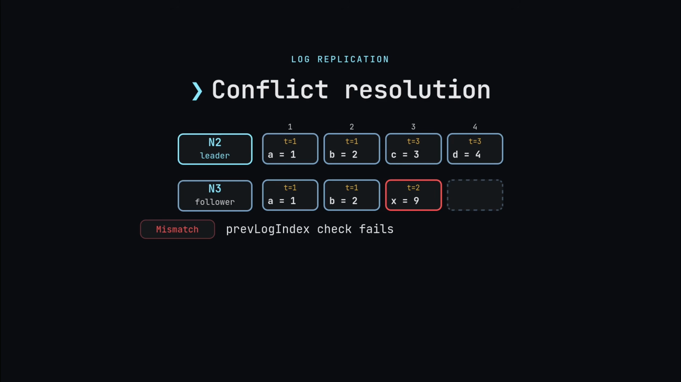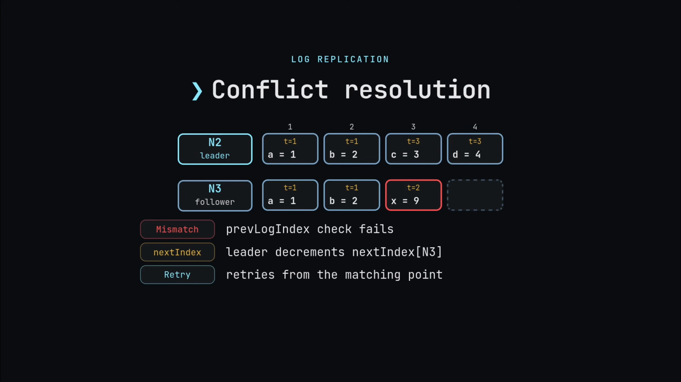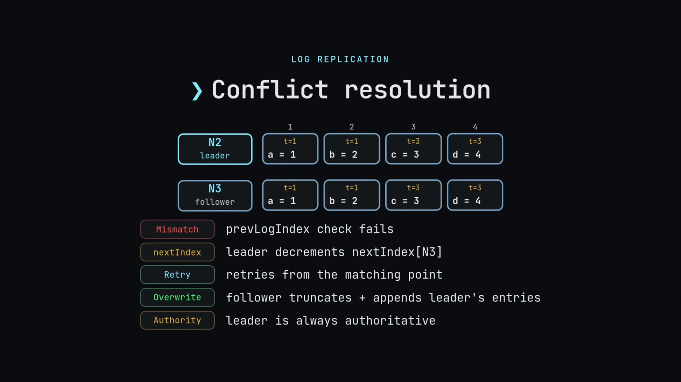The leader sends append entries with a previous log index. N3 does not have a matching previous entry, as we can see, so the check fails. The leader keeps a next index for each follower. On failure, it decrements next index for N3 and tries again. It walks backward until it finds the last point where the two logs agree. Then N3 truncates everything after that point and appends the leader's entries. The leader's log wins and the followers are brought into line. A leader never rewrites its own log, it only fixes followers.